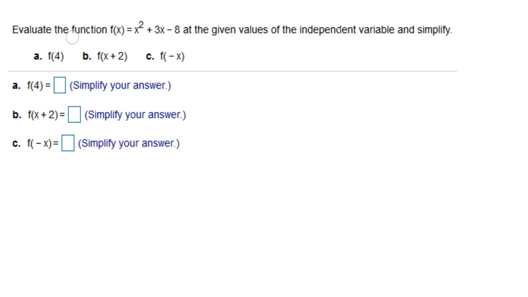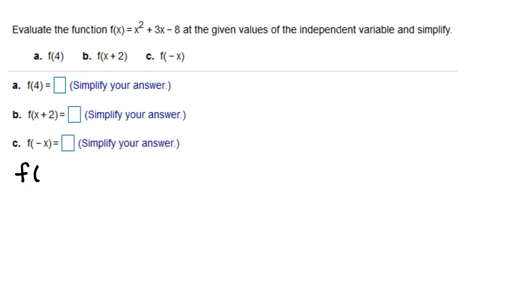This question says, evaluate the function f of x equals x squared plus 3x minus 8 at the given values of the independent variable and simplify. So our independent variable is 4. That 4 gets substituted in for x, and we're finding the y value, f of 4.